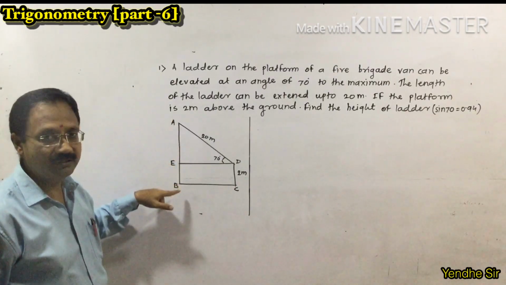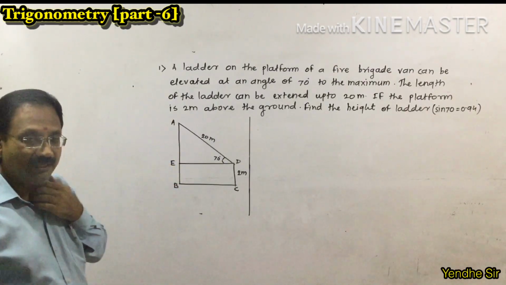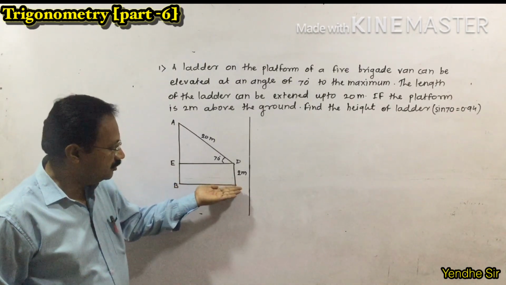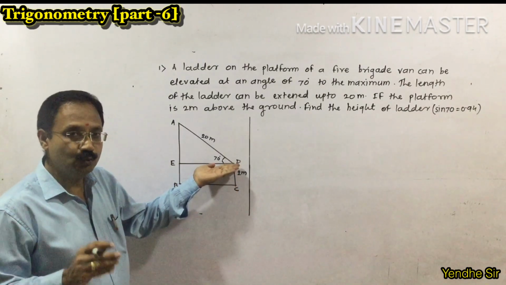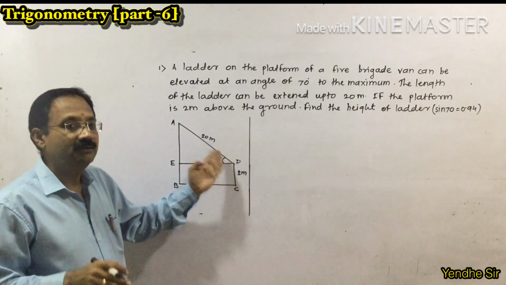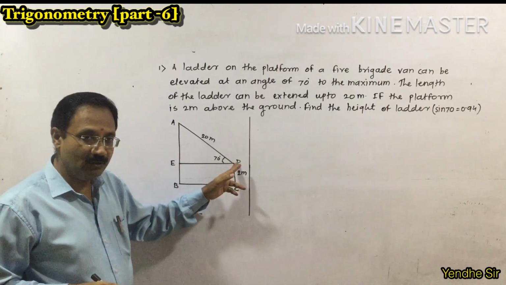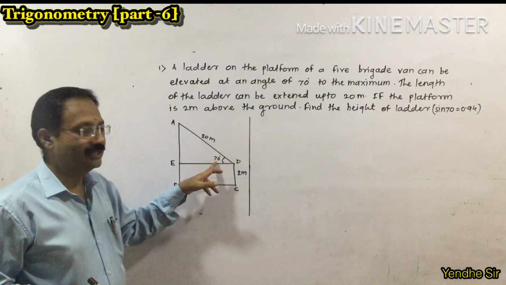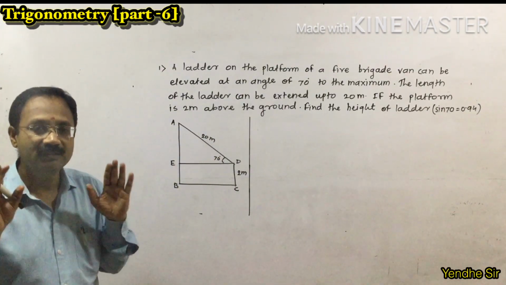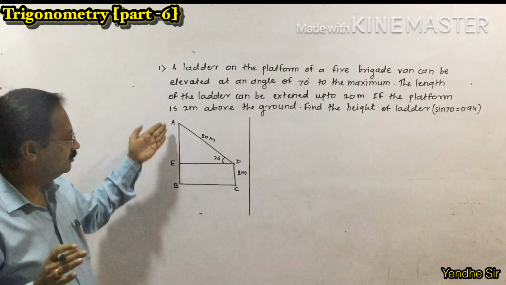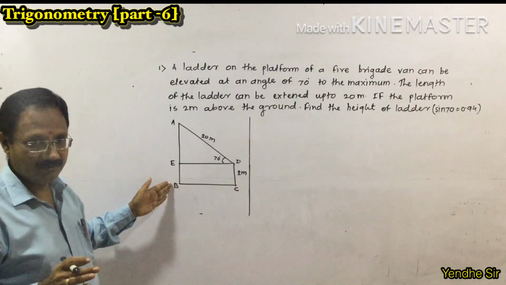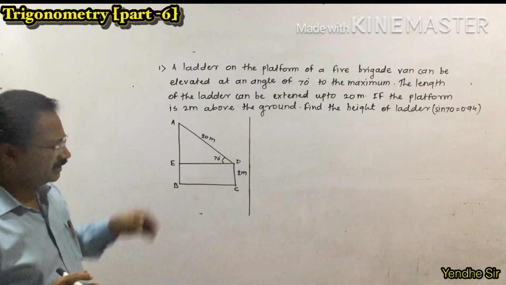It means you have to find out the AB. Let me repeat it. This is the base. From the base above, we have taken 2 meters above the ladder. If I take it 2 meters above, it is extended up to 20, and at that time it makes an angle of elevation of 70 degrees. So we have to find out the height of the ladder from the base of the ground. Okay, now let's find it out.